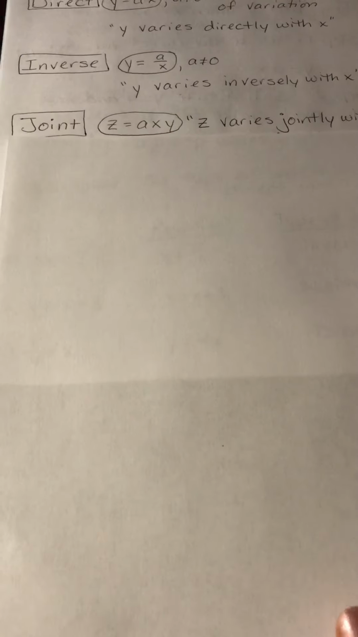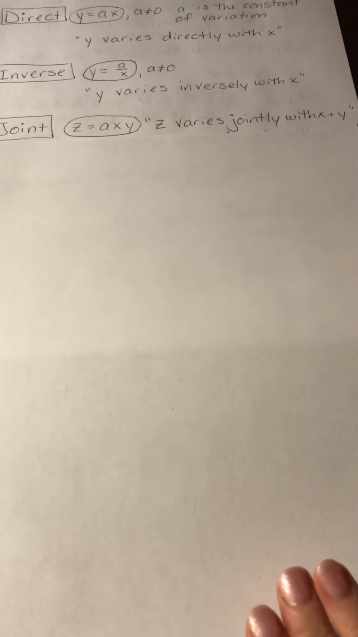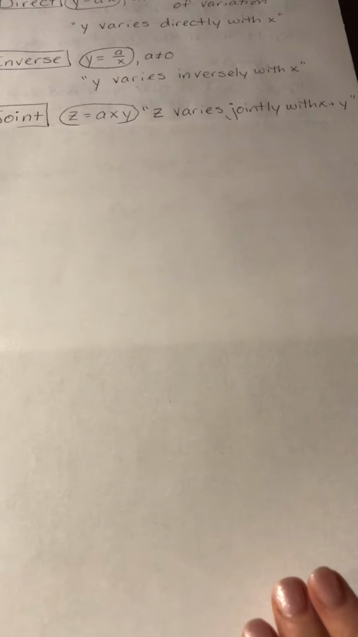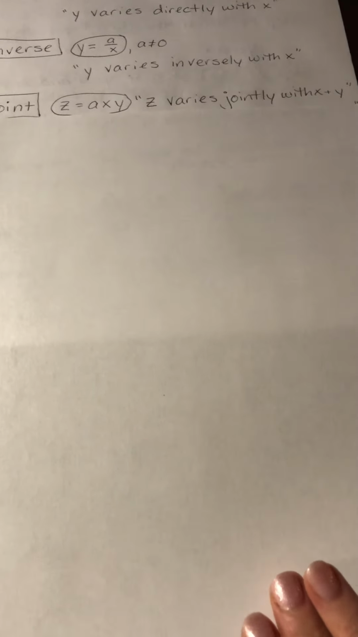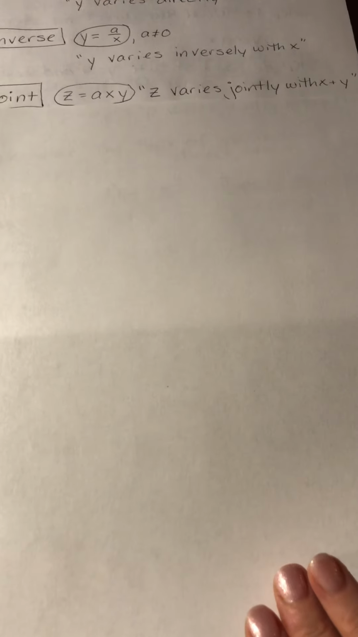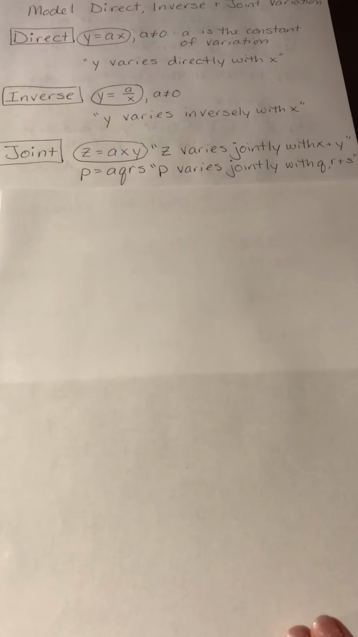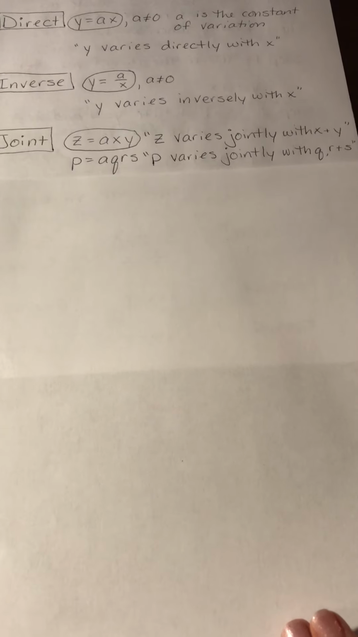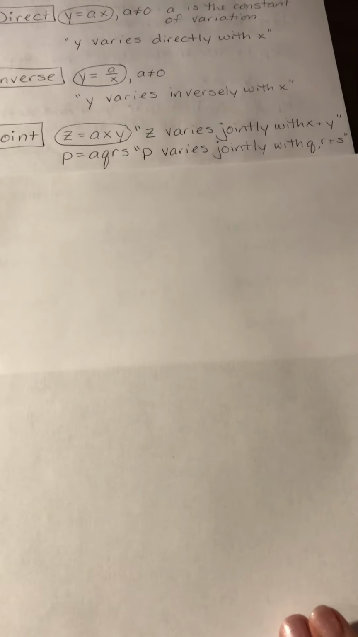The next is the joint variation model. So this is very much like direct variation, except there's more than one variable being multiplied by the constant. So I have z equals a times x times y, and we read that as z varies jointly with x and y. I have another one, because it doesn't always have to be that way. I have p equals a times q times r times s, and we read that as p varies jointly with q, r, and s.